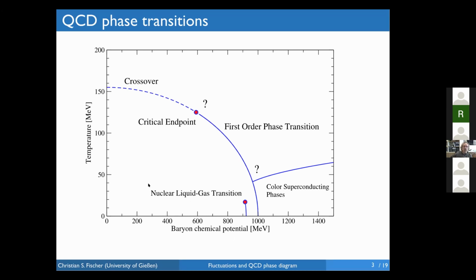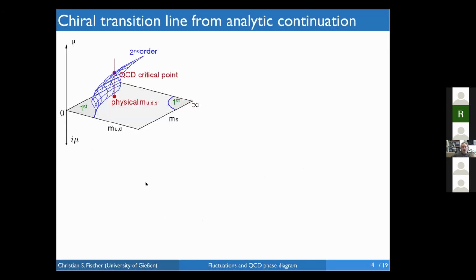Of course, one of the most interesting questions, at least for me, is what happens when you go from the physical point in the Columbia plot, what you see here, along the axis of chemical potential, and the question whether at some point you hit this critical surface of second order phase transitions, which then creates a QCD critical endpoint, or you don't.